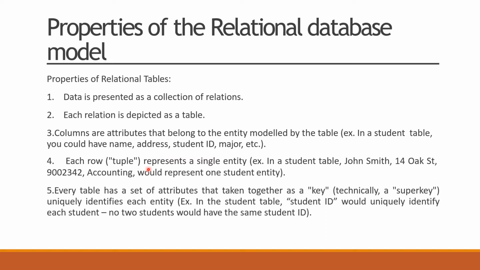So now we have to update our dictionary so that we will call attribute as columns and row as tuple. So these new words we have to learn from now. All the attributes are now columns and all the rows are now tuples. Every table has a set of attributes that taken together as a key. So we all know about key. What is key? Which uniquely distinguishes every tuple. Now we call it tuple. Every tuple of the relation. So it is known as key.